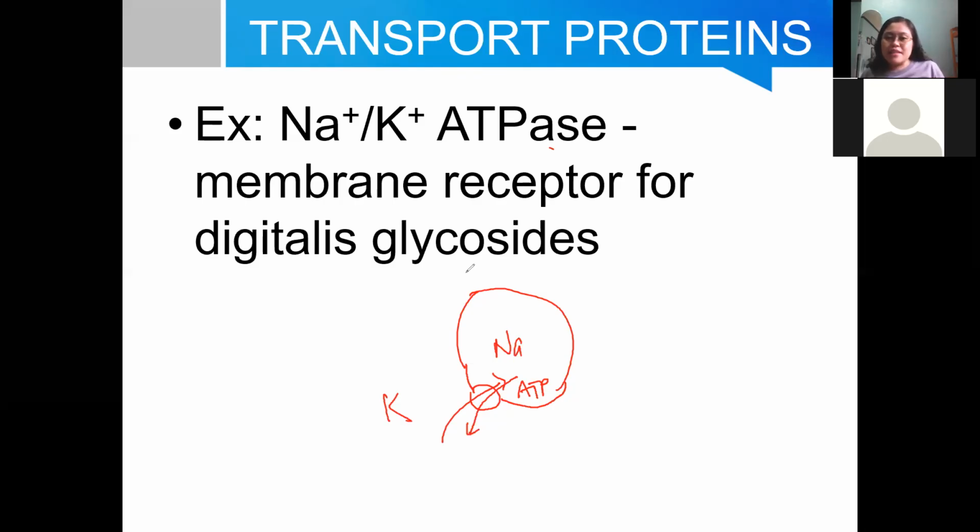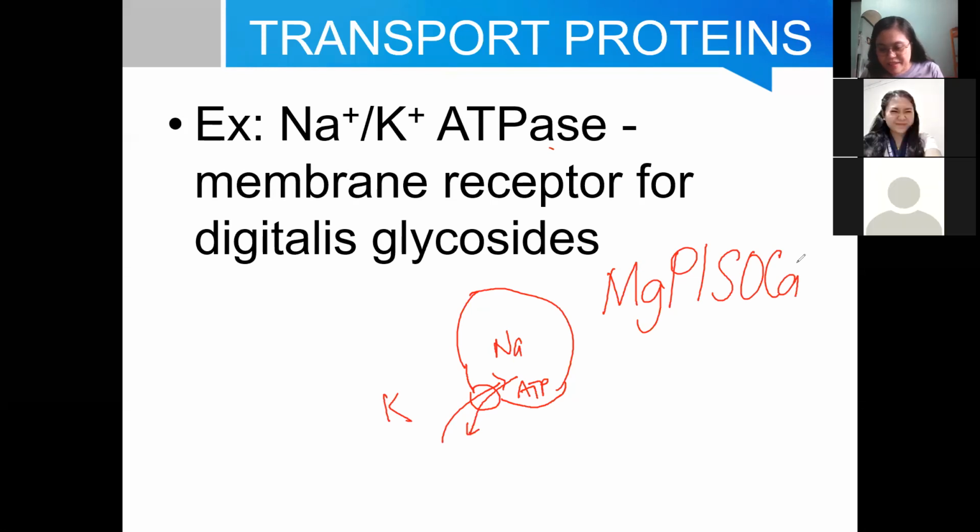So why do they need to exchange? Remember our mnemonic, magpiso ka? Magnesium, potassium in; sodium, calcium out. Okay, wait. Again, magnesium, potassium in, sodium, calcium out.